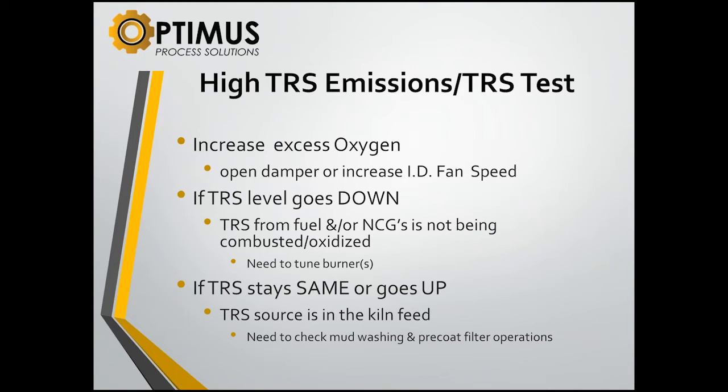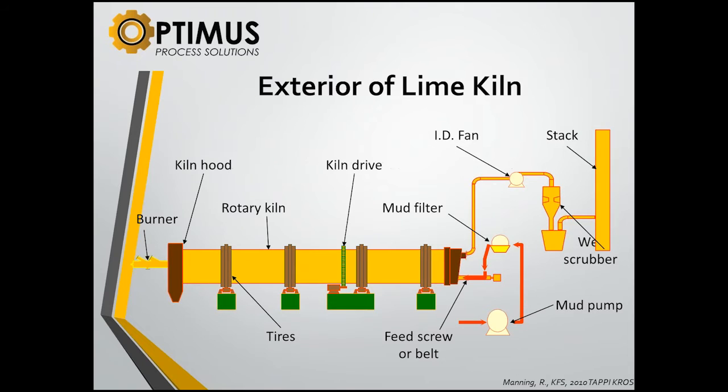If you are operating a kiln and you are firing NCGs and you get into a situation in which you have TRS emissions issues, one way to check and determine where that TRS is being generated or where it's coming from is to actually go in and increase the excess oxygen coming from the kiln by opening the damper or increasing the ID fan speed.